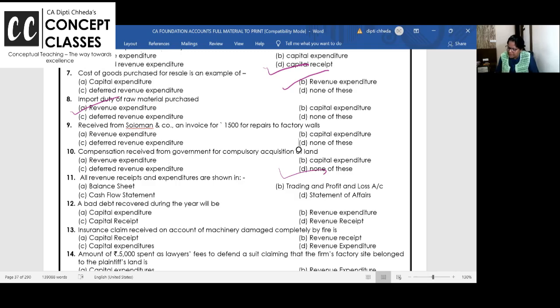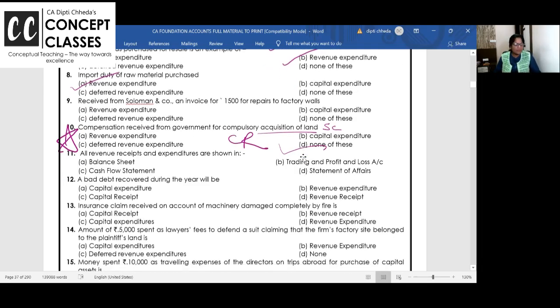I want to repeat this. This is a very practical example. Nowadays, your shops are compulsorily taken by government because there's a flyover coming, there's metro work going on. So whatever they pay is like a sale consideration for the land. So it's a capital receipt. Clear? Right.